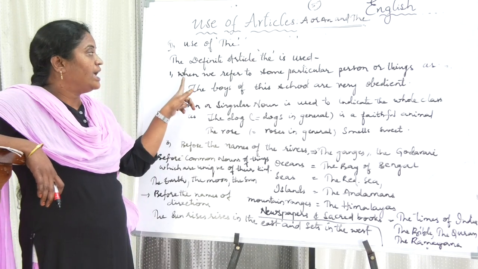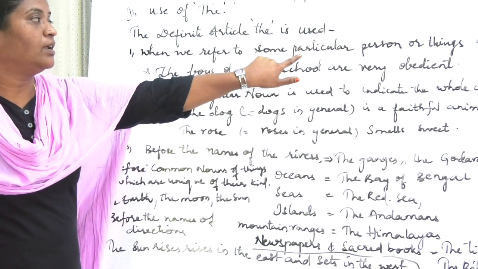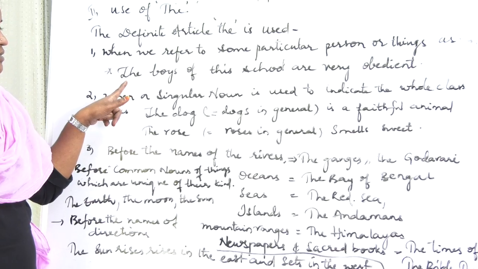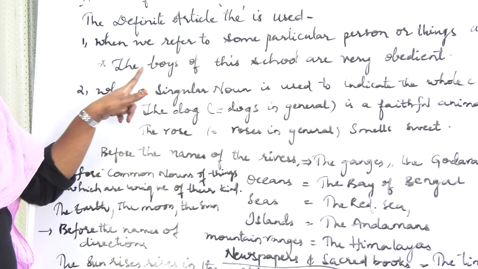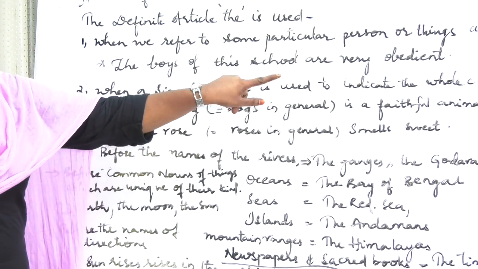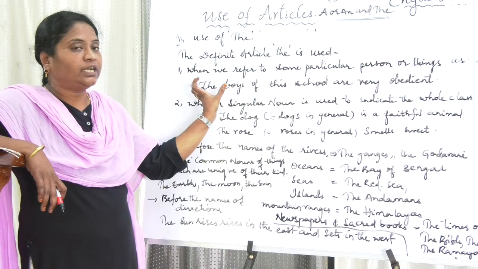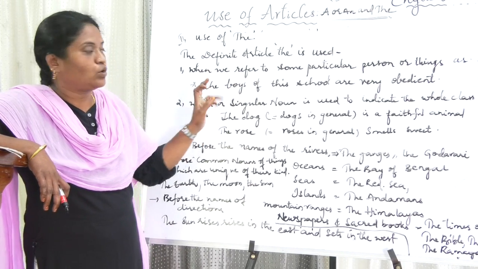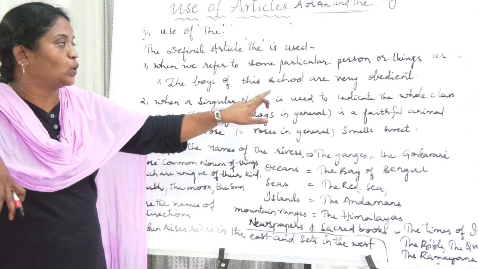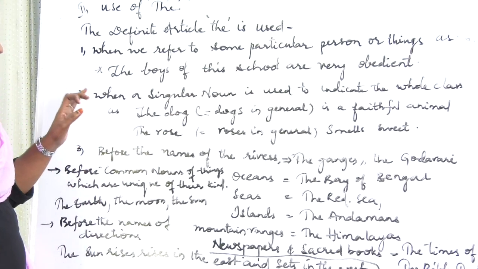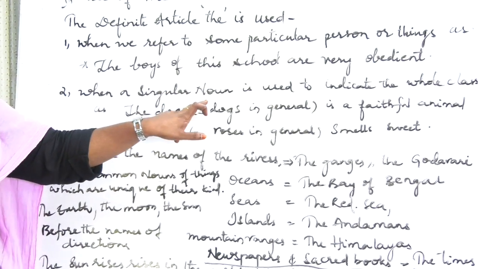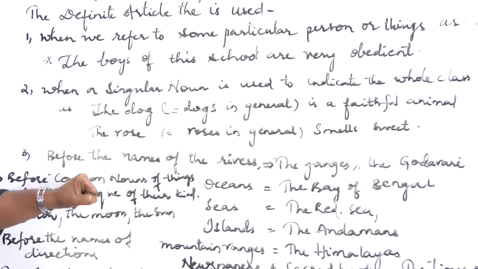Let us see now. We use the when we refer to some particular person or things, like: the boys of the school are very obedient. The is used to point out particular persons. Okay. So, the boys of the school are very obedient. Second one: when a singular noun is used to indicate the whole class.